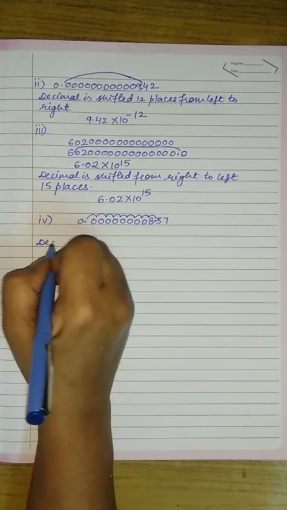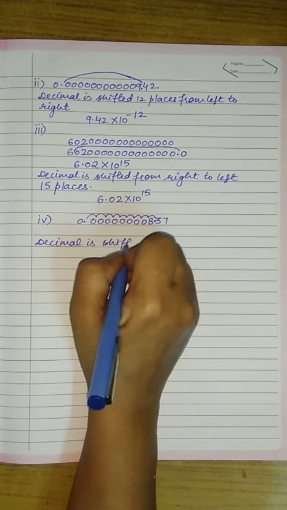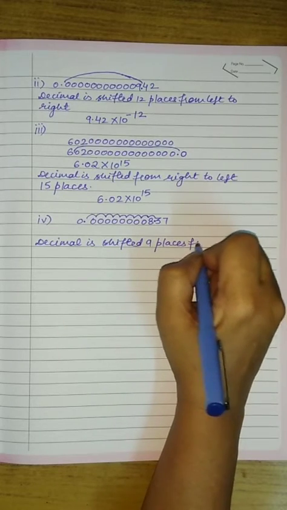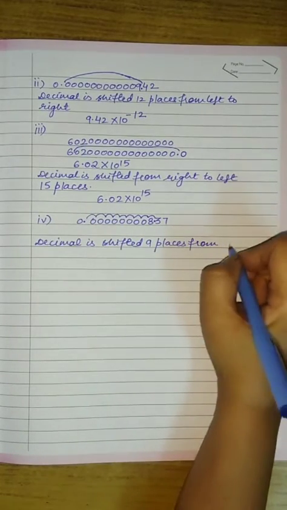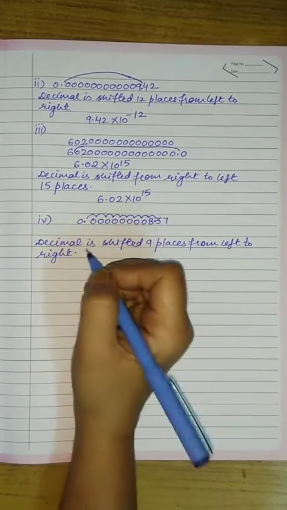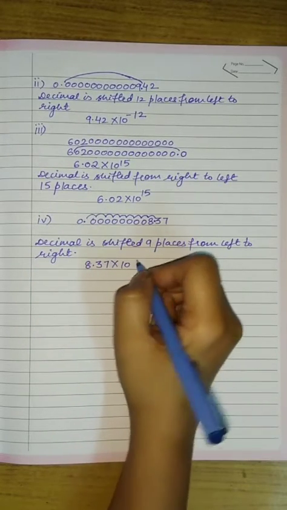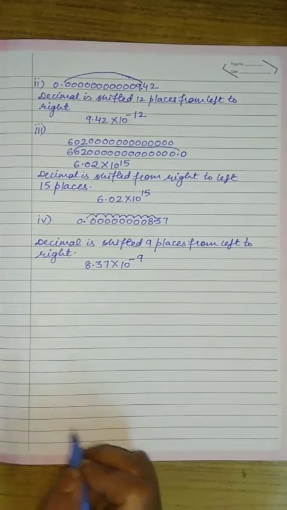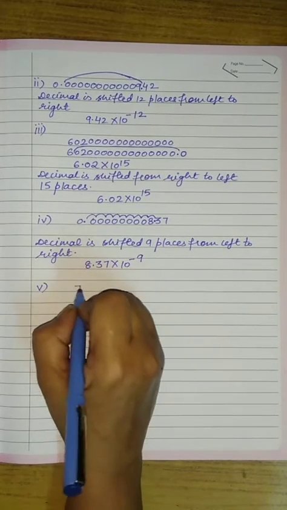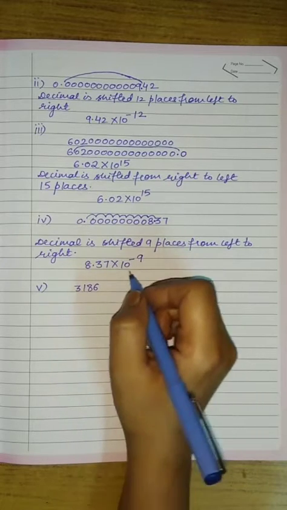So we will write decimal is shifted 9 places from left to right. The move is left to right. So we got our answer 8.37 into 10 raised to power minus 9. Now the fifth part of this question is we have 3186. After 6 I have 7 zeros.